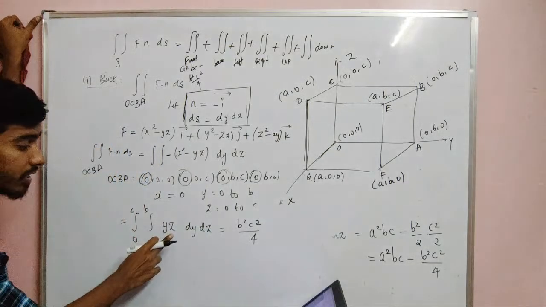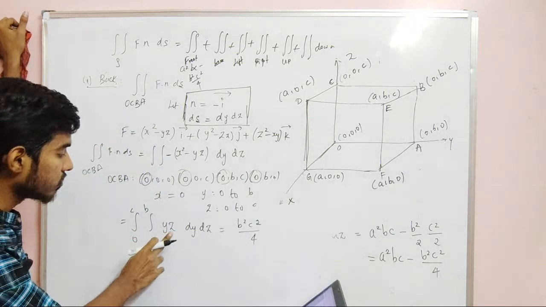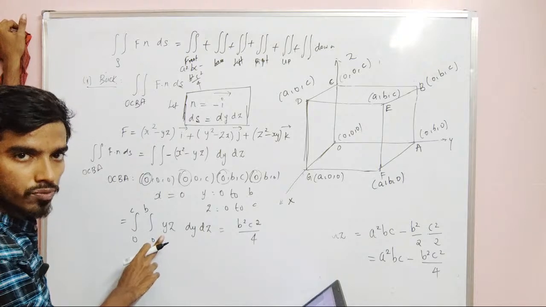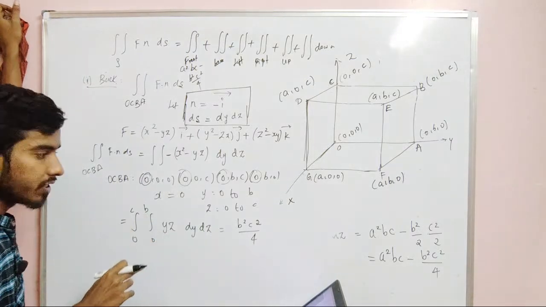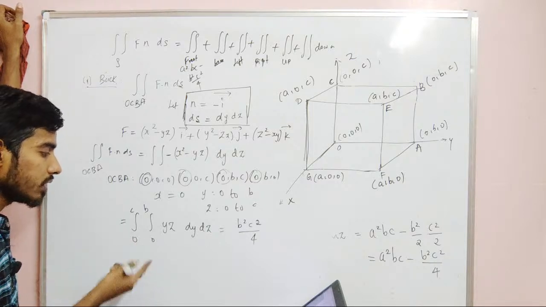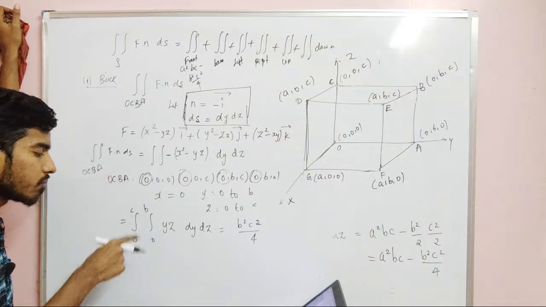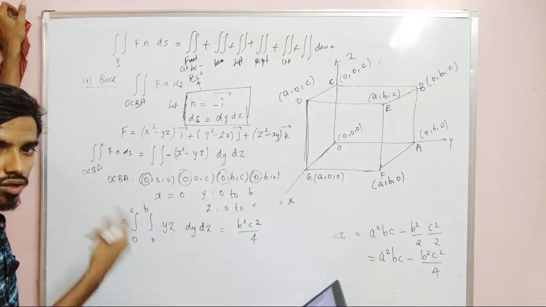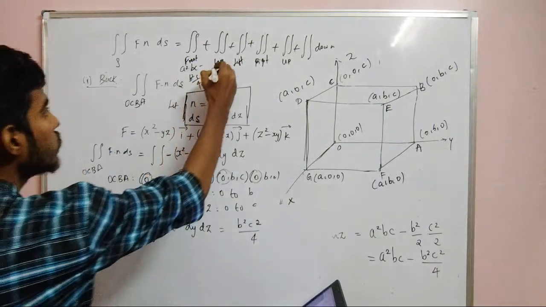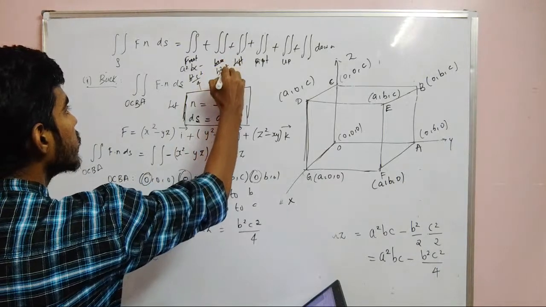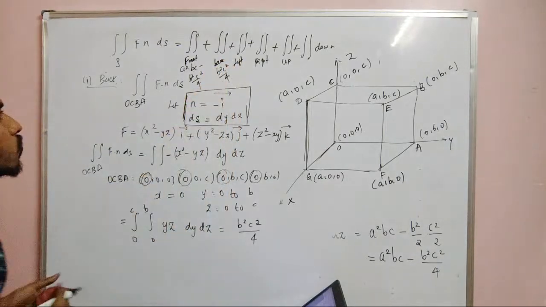When I integrate first, z is constant, so z y square by 2. When I apply the limit, you will have z b square by 2, and again if you integrate with respect to z, we will have b square z square by 2. When you apply the upper limit, you will have b square c square by 4. So this value is b square c square by 4.